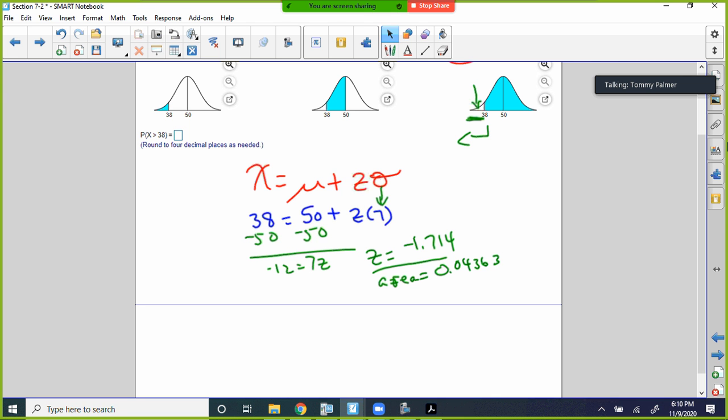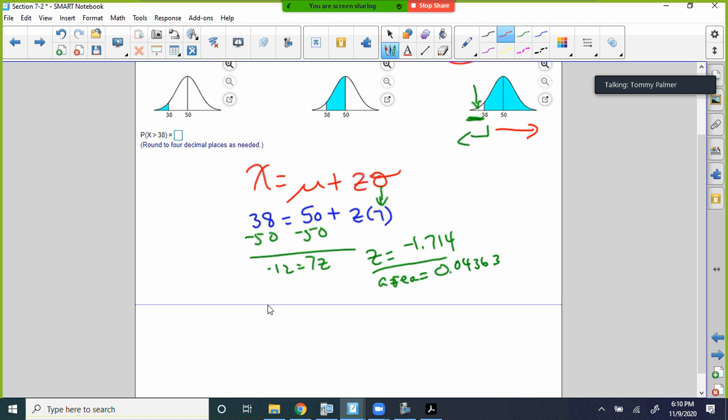Now, the question said the area to the right of it, greater than 38. So we'd go 1 minus 0.04363, which would give us 0.9563. That's your answer. We used the complement. We had the area to the left, but we really needed all the area to the right. So 1 minus that.